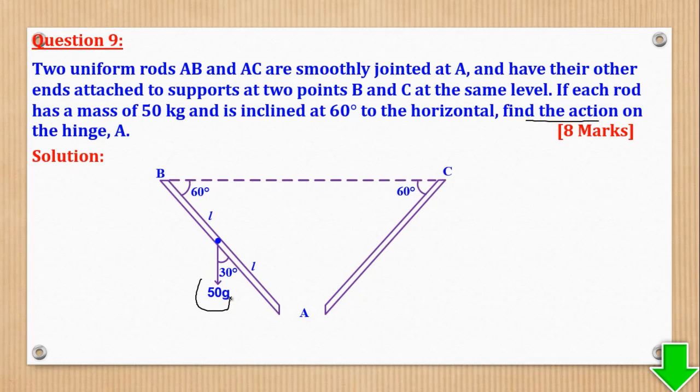Weight of this is 50g, and this is 30 degrees because this is 60. So the length of the rod AB is 2L, meaning this will be L and L. This is also 2L for L and L because they are uniform and the weight is still the same, 50g.